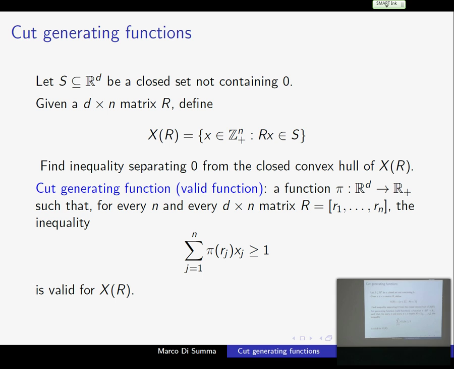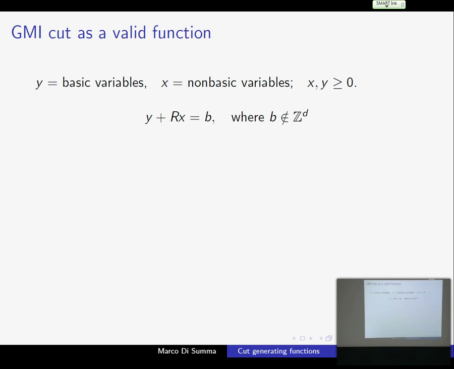So if you have never seen this, it may not be completely clear, but let me show why GMI cuts, which I think are clear, are a special case of this setting. So let's go back to an IP problem. You solve it, and you have the optimal tableau for the linear relaxation. Let's call y the vector of basic variables, x the vector of non-basic variables, and recall that they are non-negative variables in this linear relaxation.